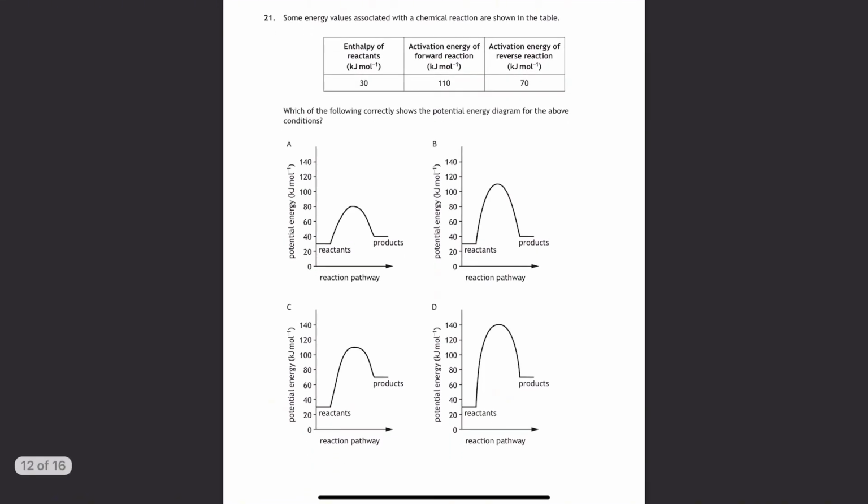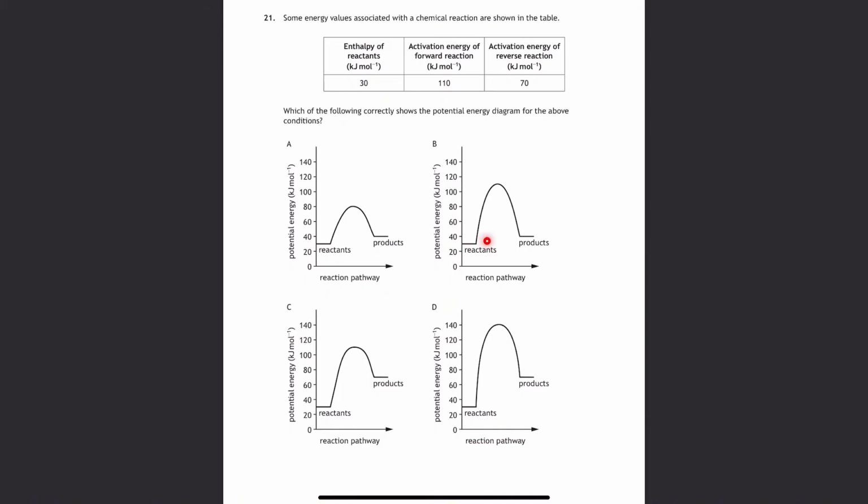Which of the following correctly shows the potential energy diagram for the above conditions? So the enthalpy of the reactants is 30, which means we want it starting at 30. All of them start at 30, so that doesn't help us rule any of them out. The activation energy of the forward reaction is 110, so that's like you have to put £110 into your bank account. So it has to be 110 up from 30. So that rules out A, because that's only going up by 50.